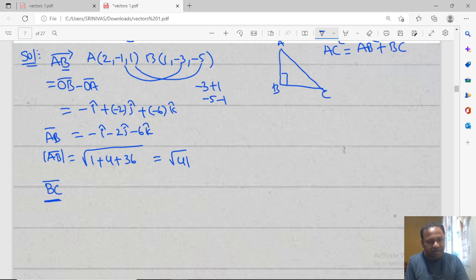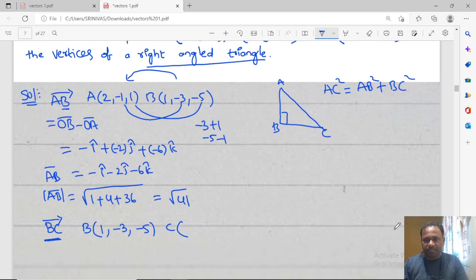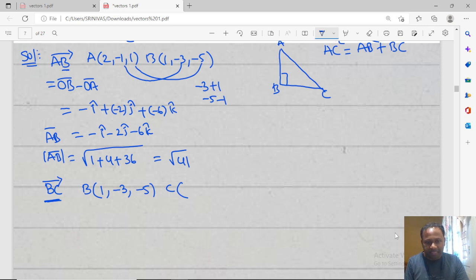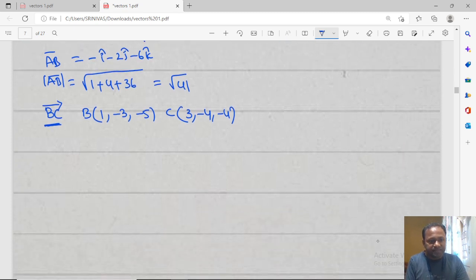BC means, first of all, B we need to take. What is B here? 1 minus 3 minus 5. What is C? C we have 3 minus 4 minus 4. So I will apply. What we get? BC bar is equal to OC minus OB. Right? OC minus OB.